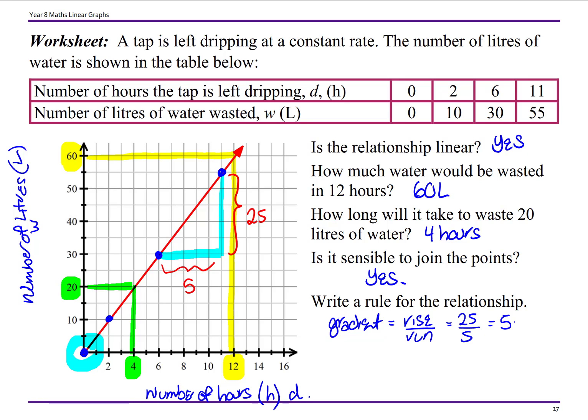Okay, you shouldn't work across, you should work down, but I don't have enough room. So our formula, our W, which is number of litres of water wasted, is going to equal our initial value, which is 0, plus 5 times however many hours. So W equals 5D.